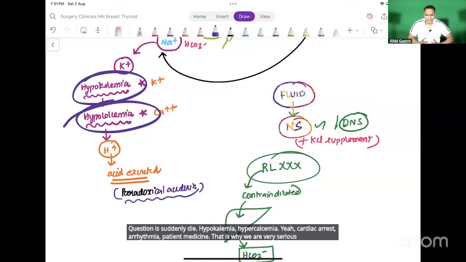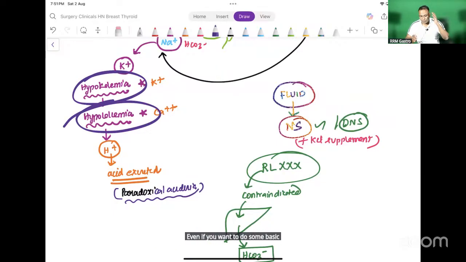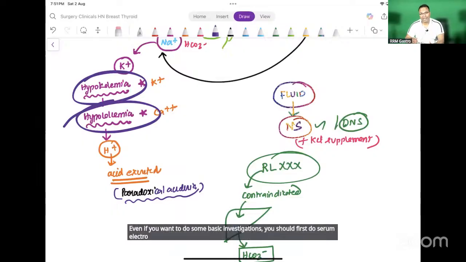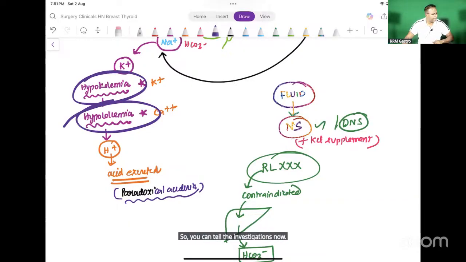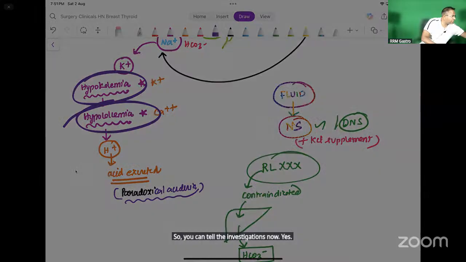In GOO cases, first you should correct the electrolyte imbalance. Then only should you do anything else. Even if you want to do some basic investigations, you should first do serum electrolytes and correct the electrolyte imbalance. Then only will you do whatever you want next. So you can tell the investigations now. What are the other investigations you will do?